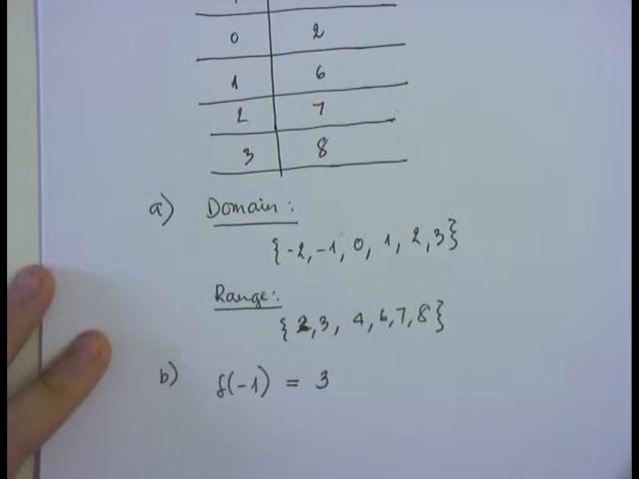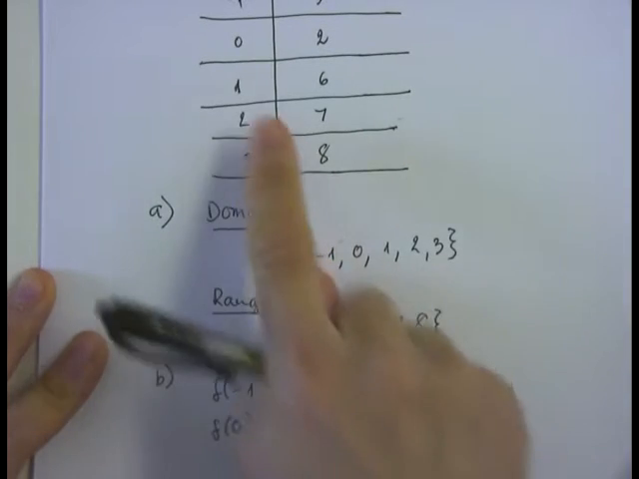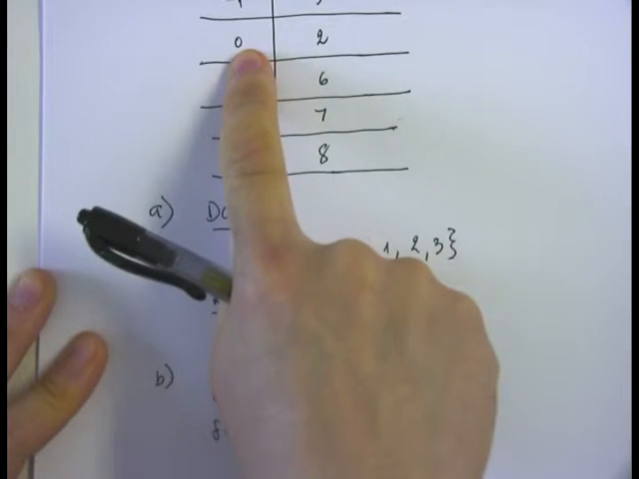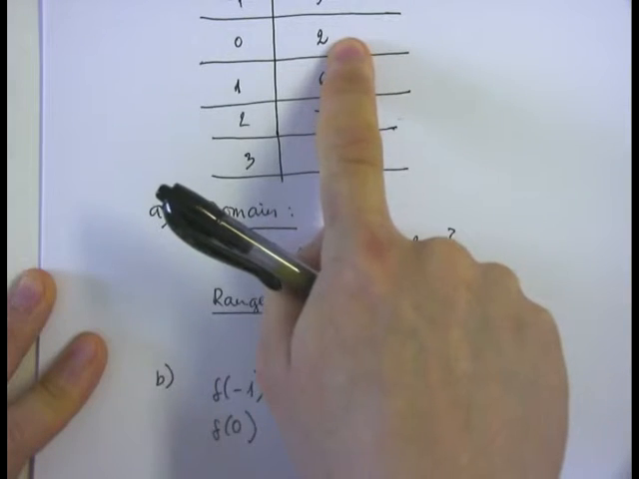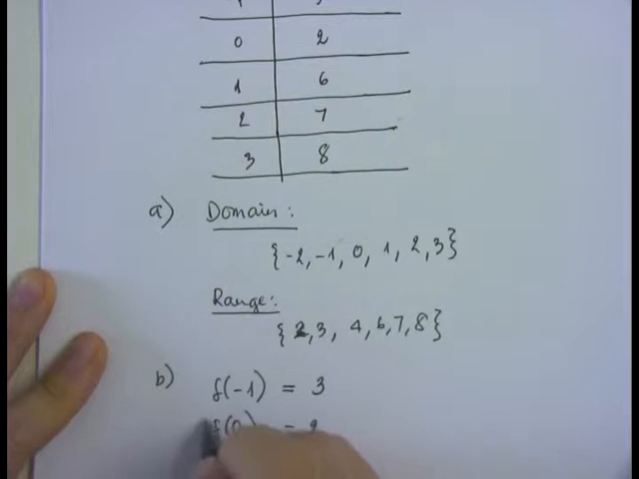And then if I'm asking, how about f of 0? What is the function's value at x equals 0? Once again, you can just look back, and it's right there. On the x column, x equals 0, correspondingly f of x equals 2. So here, that's the answer.